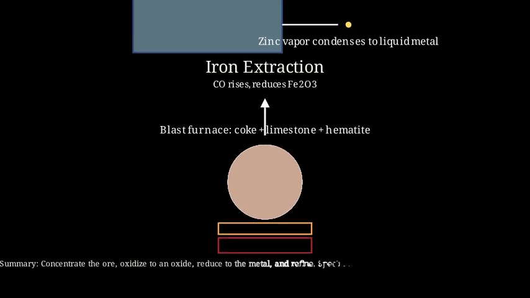To summarize, extraction follows the steps of concentration, oxidation, reduction, and refining. Aluminium uses the electrolytic Hall-Héroult process. Copper uses smelting and electrolytic refining. Zinc is reduced by carbon, and iron is produced in a blast furnace. Understanding the redox changes and purification steps is key for all metals.